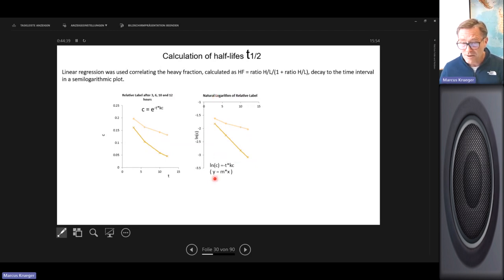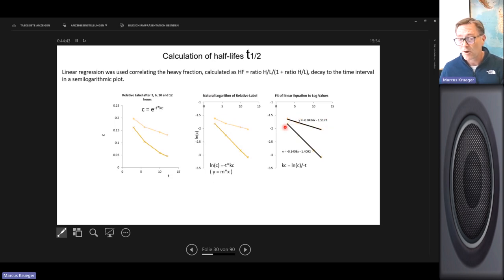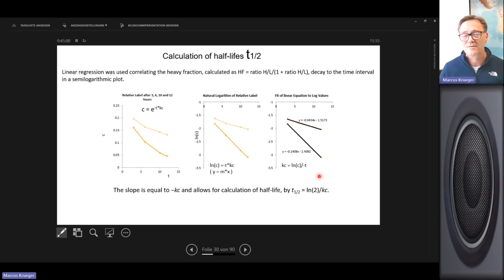And then at the end, we fit the linear regression to these log values. Based on this formula, with the radioactive decay or half-life calculation, we could then calculate the half-life of these proteins in the blood. So that's the idea. It's not a complete half-life of the protein, because these proteins are synthesized in the liver and then secreted into the blood system. So what we measure here is how long these proteins stay in the blood.